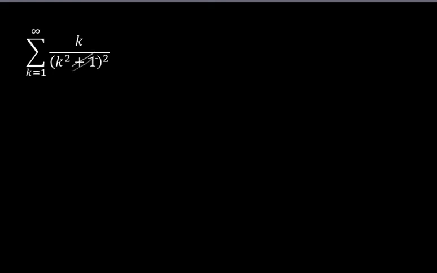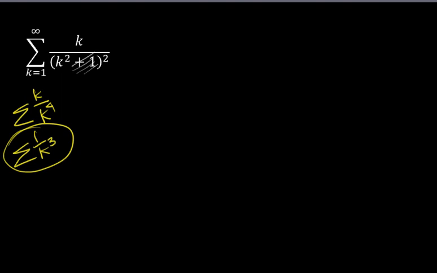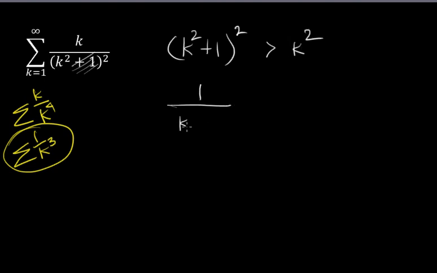Again, we do the same thing. We know that this plus 1 makes not a hill of beans difference after k is big. So I'm thinking, well, what is this? That would be sigma k over k squared squared, which is k to the fourth. Oh, that's sigma 1 over k cubed, a p series. That's what I'm hoping to compare it to. But I need the right inequality. So again, I start with the denominator. K squared plus 1 squared is greater than k squared. So the reciprocal, 1 over k squared plus 1 quantity squared, is less than 1 over k squared.